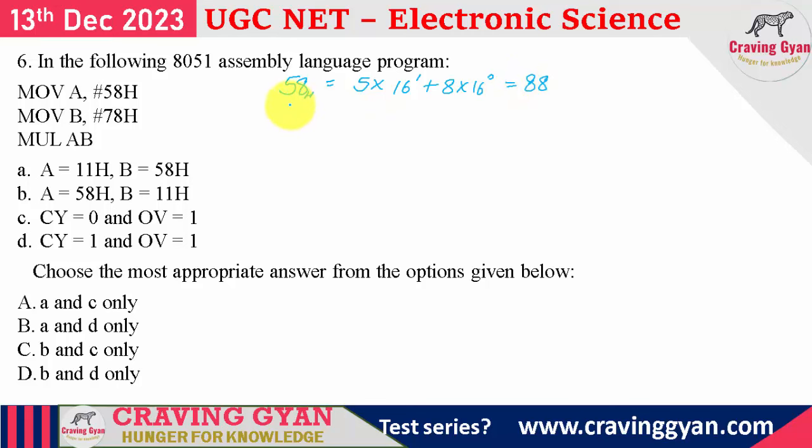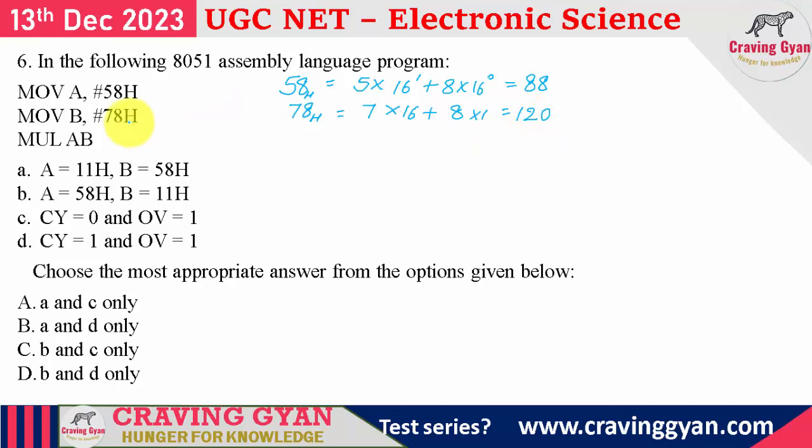Similarly, 78H you have to take. 78H means what? The equivalent is 7 into 16 plus 8 into 16 power 0, which means 1. So the equivalent value you are going to get is 120.